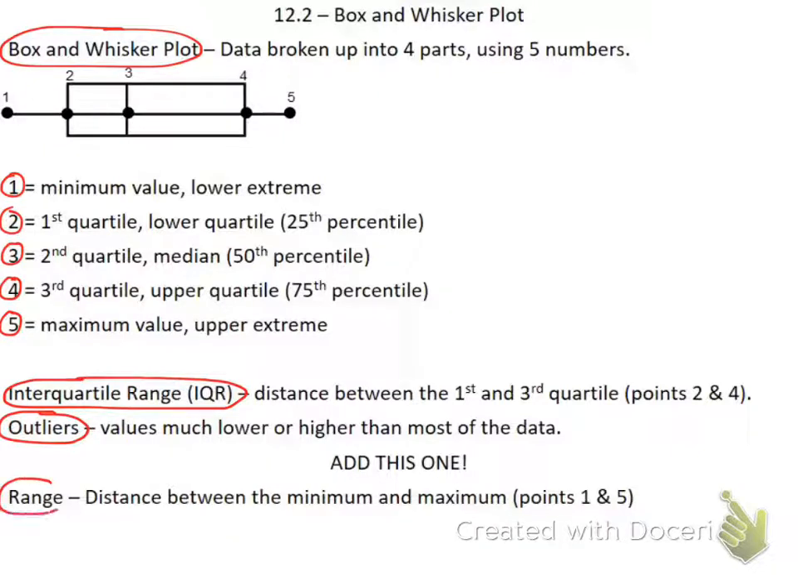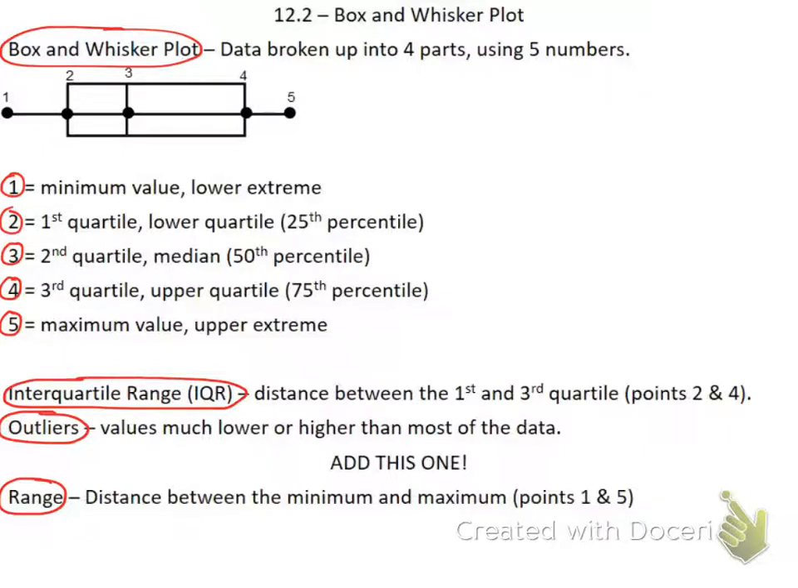Also, add the word range. That'll be a word that I forgot to put in the notes, but put it right underneath the outliers in that space right there, and we'll add that to the notes.